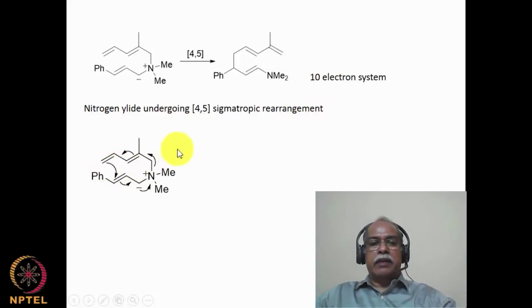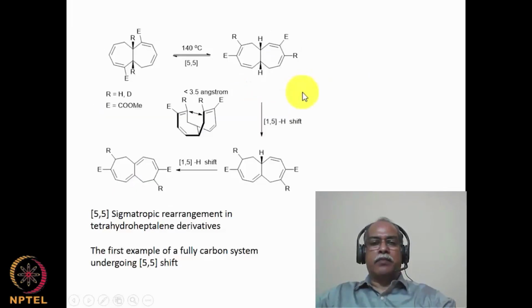So it is a 9-membered ring transition state involving a 9-membered ring with a 4,5 sigmatropic rearrangement. Why is it 4,5? This is the carbon-nitrogen bond that is undergoing the cleavage. So it will be 1, 2, 3, 4, 5. This is a 5 carbon chain that is undergoing the rearrangement. From the nitrogen, it is nitrogen 1, 2, 3, 4. This is the terminal position where the carbon-carbon bond is formed. So overall it is a 4,5 sigmatropic rearrangement involving a 10 electron system as shown by the arrows in this particular case, leading to the formation of this tertiary amine, which is an allylic tertiary amine in this particular instance.